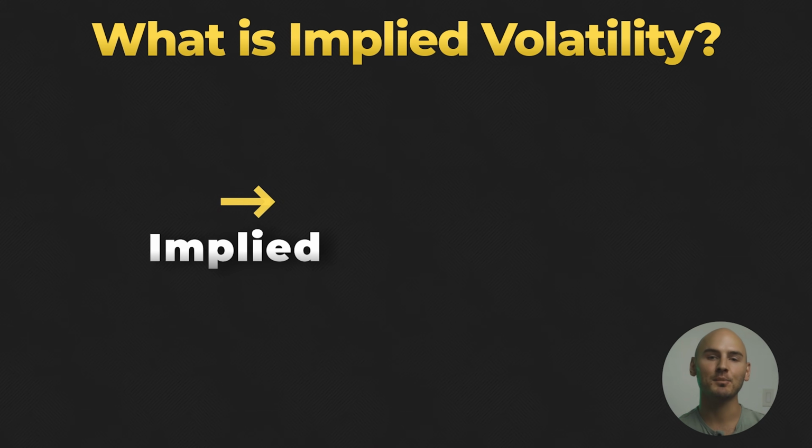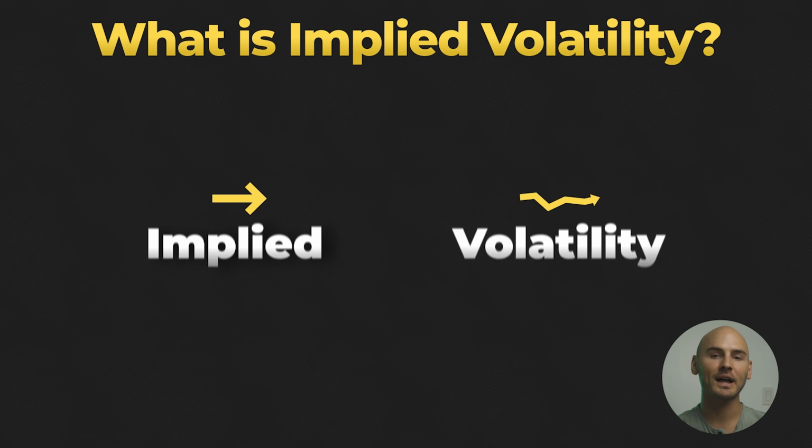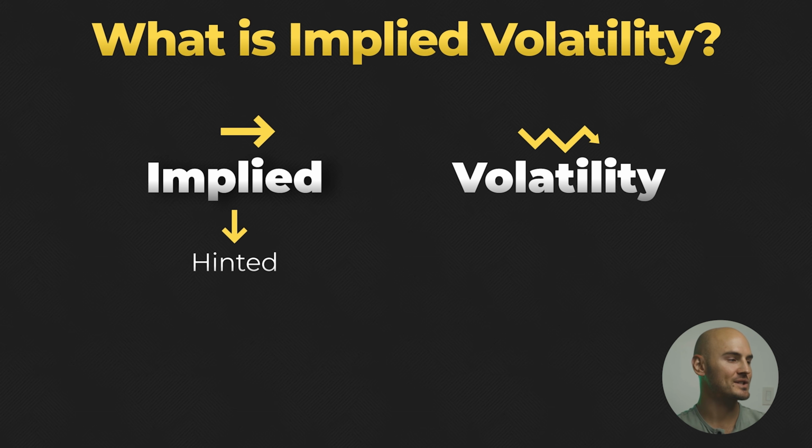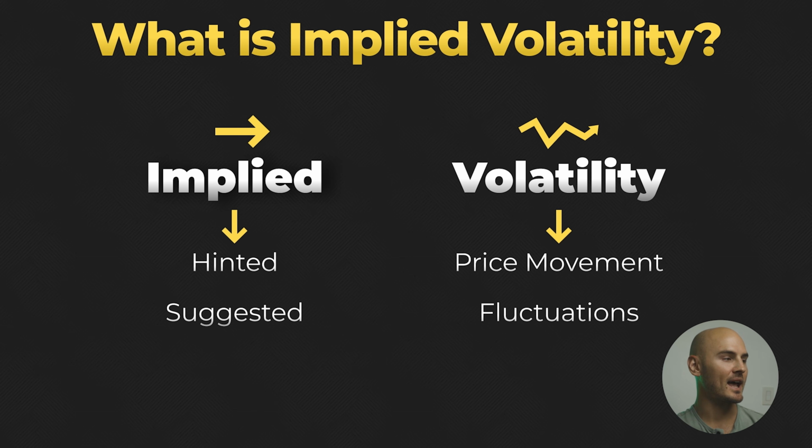So first and foremost, what is implied volatility? I think it helps to break these two words down into alternative words to better understand what they mean. So instead of implied, we could think of hinted or suggested, and instead of volatility, we can think of price movements or price fluctuations. And if we think of implied volatility as hinted price movements or suggested price fluctuations, I think it becomes a much more approachable term. So let's understand exactly what that means.